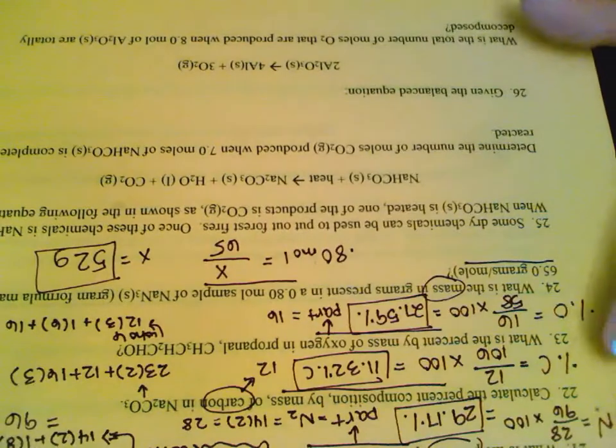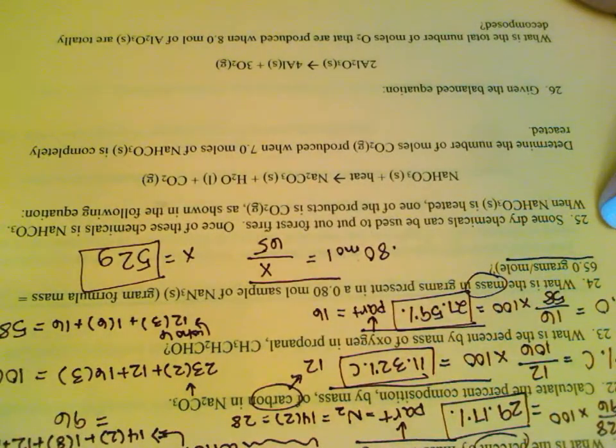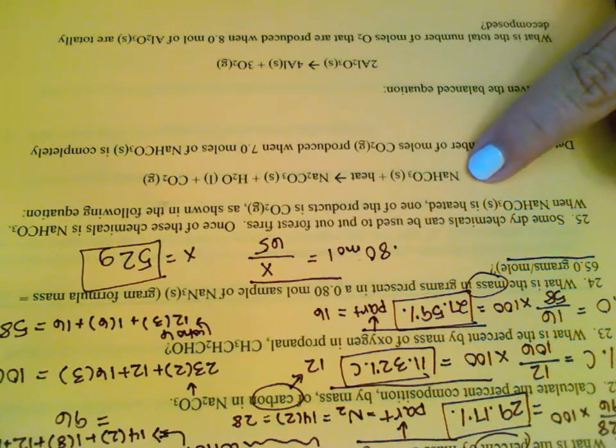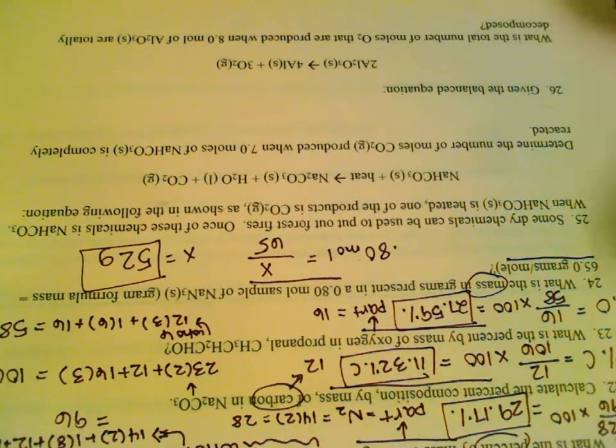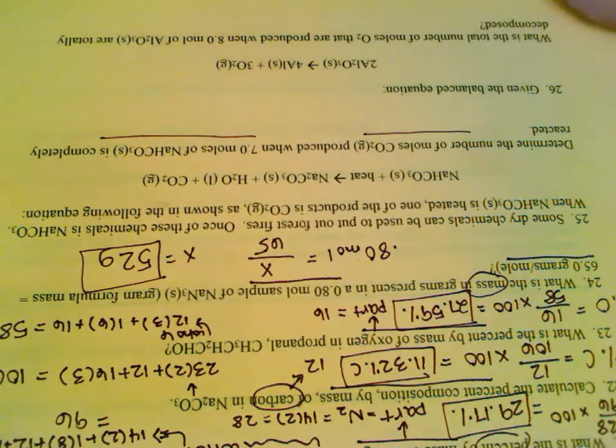25. Some dry chemicals are used to put out forest fires. One of these chemicals is NaHCO3. When NaHCO3 is heated, one of the products is CO2, as shown in the equation. Determine the number of moles of CO2 produced when 7 moles of NaHCO3 is completely reacted.